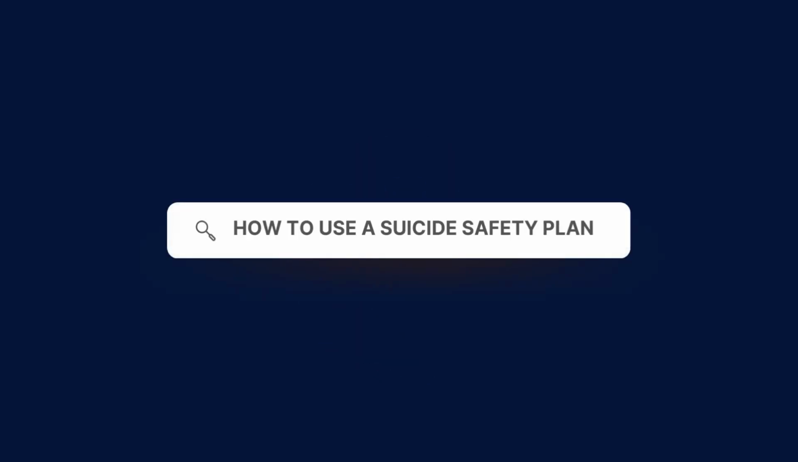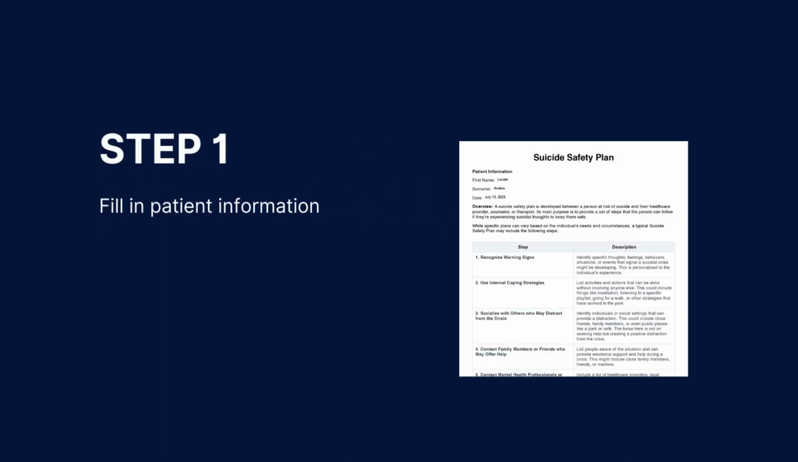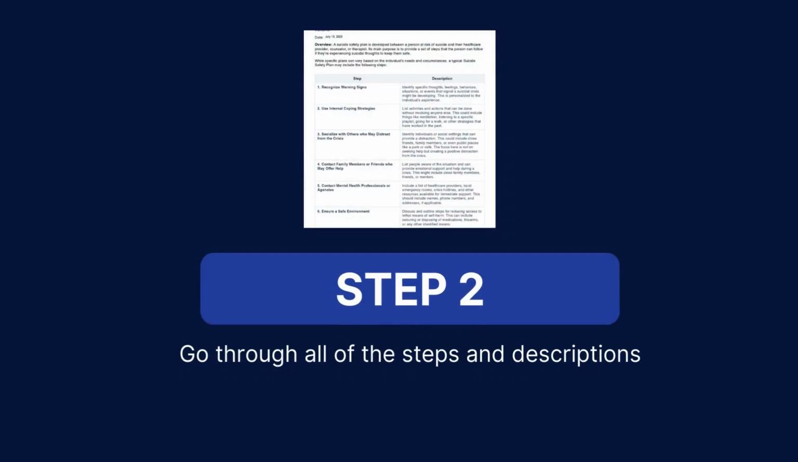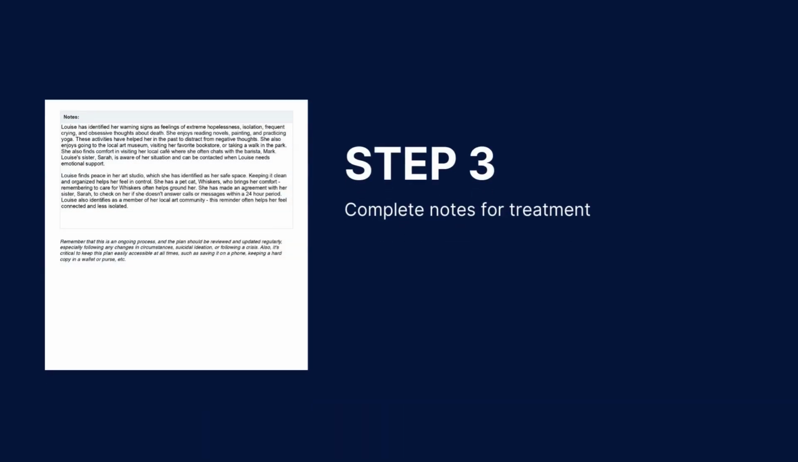Here's how to use a suicide safety plan. The first step is to fill in patient information at the top, making sure to include accurate details. You'll then need to go over all of the steps and descriptions, noting relevant information. The final step is to complete the notes for treatment, which can be used to help the individual towards safety.